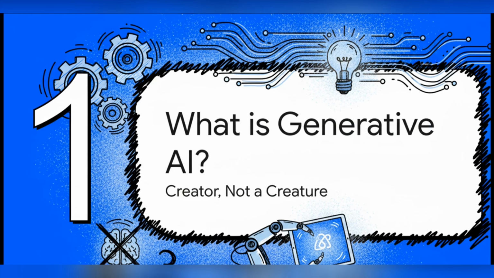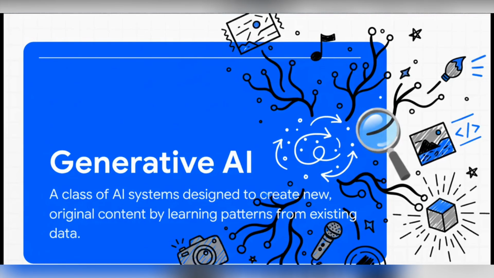So let's get the basic definition down first. At its heart, generative AI is a special kind of artificial intelligence. See, it doesn't just analyze or sort information that's already there. It actually makes new things. It gobbles up a massive amount of data, we're talking text, images, code, and learns all the patterns, the styles, the connections. And then it uses all that learning to generate something totally new and original.